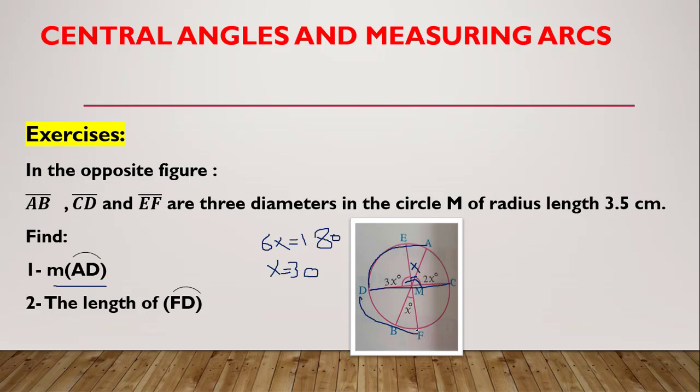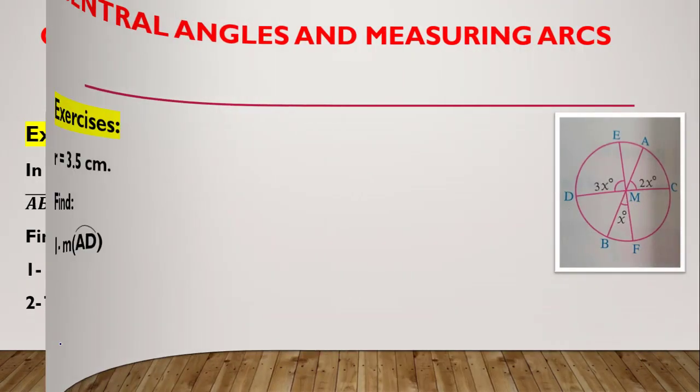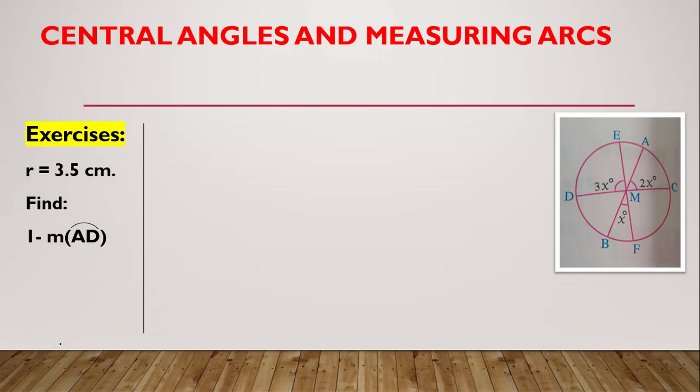The length of the arc FD. In this case, we will get the measure, then we will use the radius here, 3.5, to get the length of the arc. Okay, so the measure of AD will be x plus 3x, it will be 4x. 4x means 4 multiplied by 30, so 120.